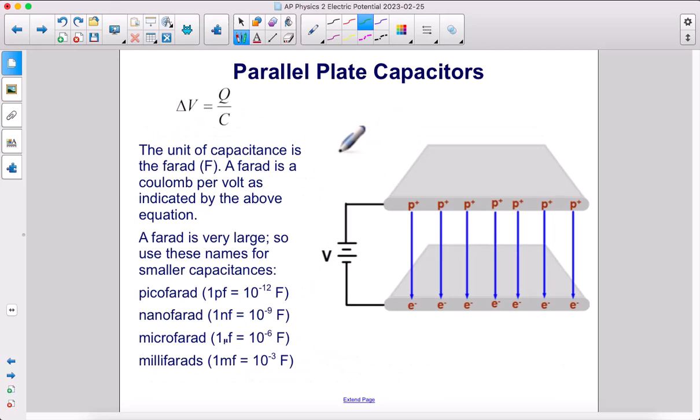The unit of capacitance is the farad. A farad is a coulomb per volt as indicated by the above equation. If we solve this equation for C, C equals Q over delta V. Now Q is charge in coulombs, V is voltage in volts, so we get coulombs per volt. A farad is very large, so we're going to use these names for smaller capacitances: picofarads, nanofarads, microfarads, and millifarads.